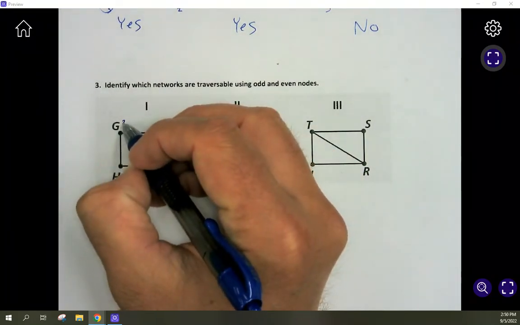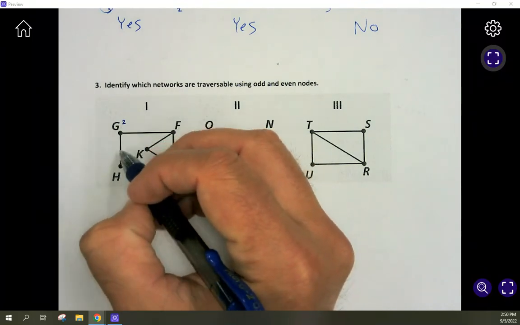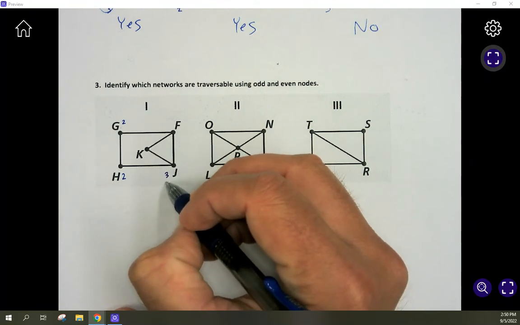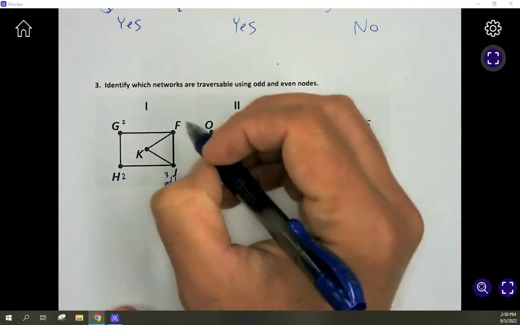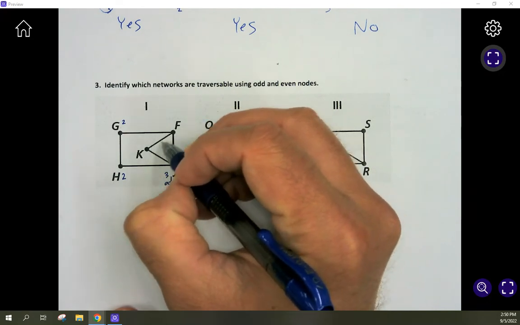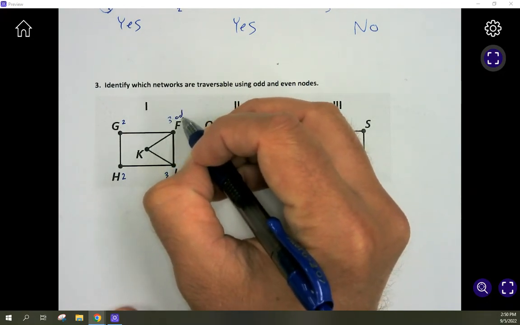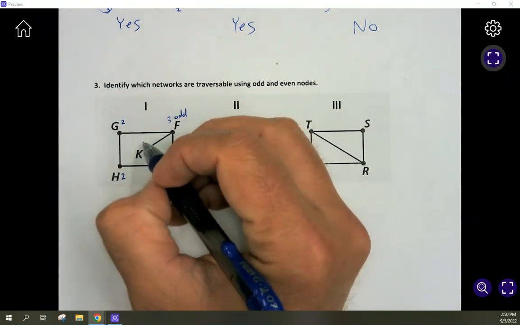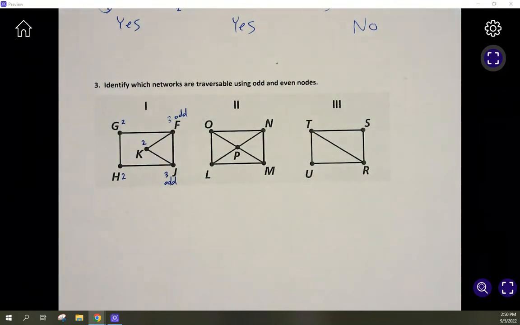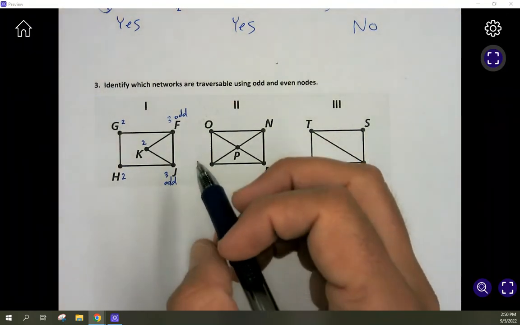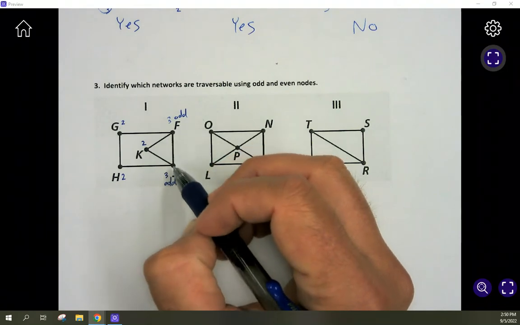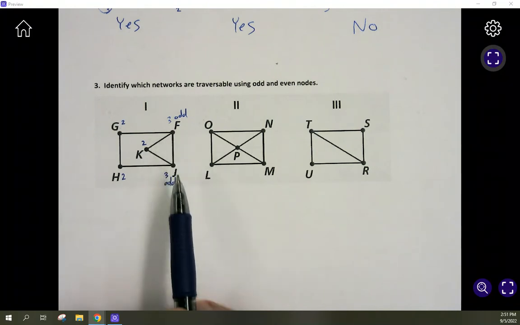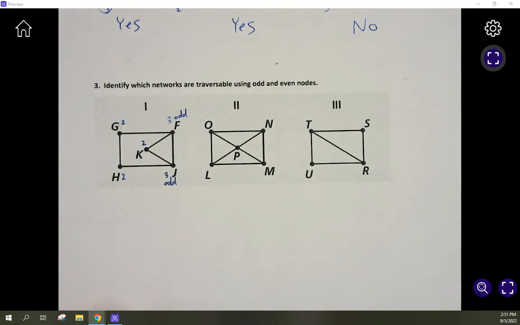All right, so right here we have 2. It's got 2 arcs coming into it. This one has 2. J here has 3, so that's odd. Those are evens. F here has 3, so that's odd. And then K has 2. So just looking at that one, it only has 2 odd nodes, which means this could be traversable. And we know that we're going to have to start and finish at those odd ones.